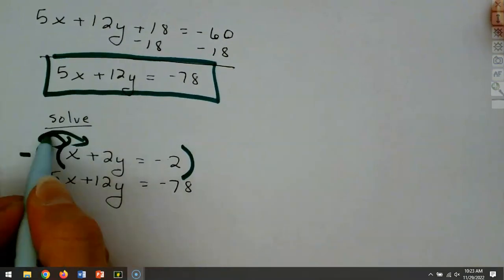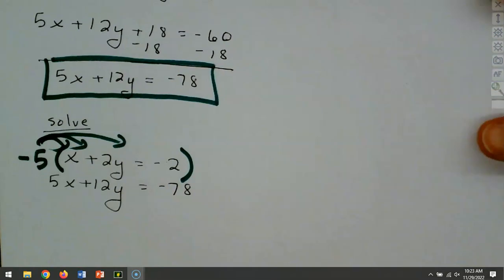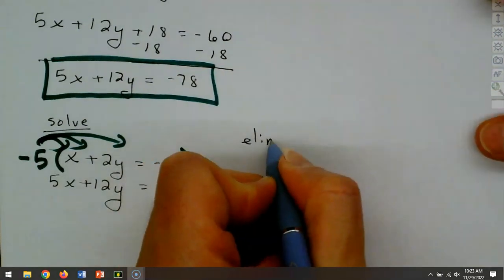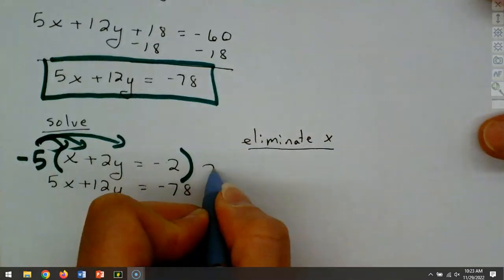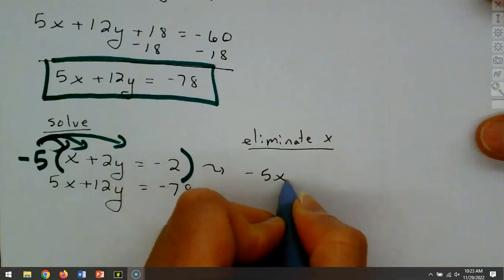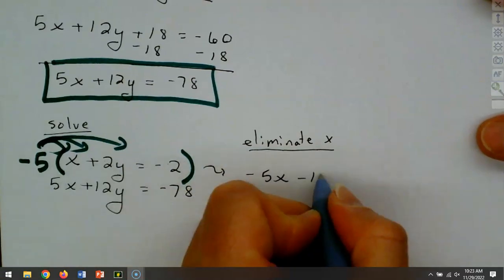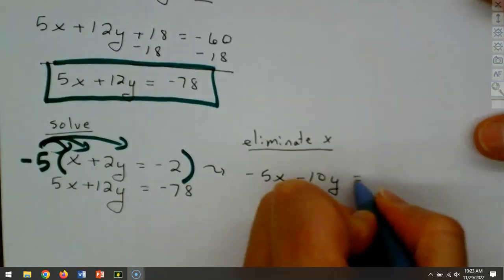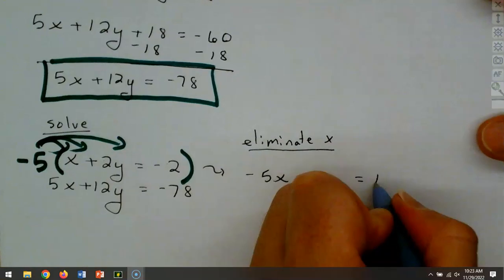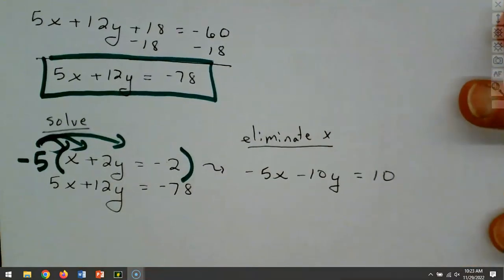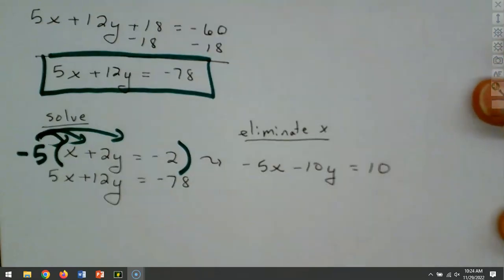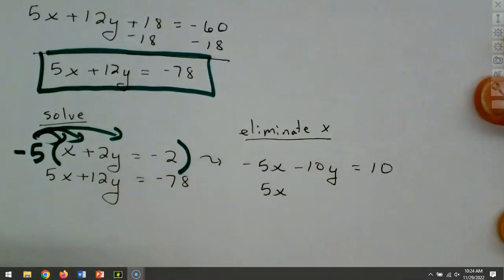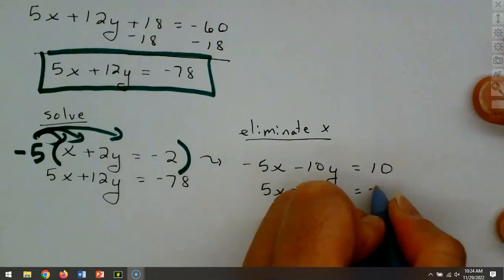So distribute through and rewrite it. So we are going to eliminate for x. So when I do that, that gives you a minus 5x minus 10y equals, negative and negative makes it a positive 10. Hopefully we solved this all correctly here. Hopefully we didn't make a mistake. I don't see anything so far. And then we have a 5x plus 12y equals that negative 78.